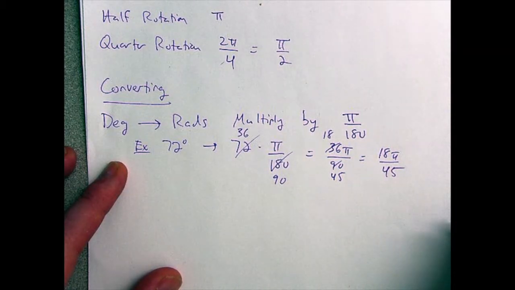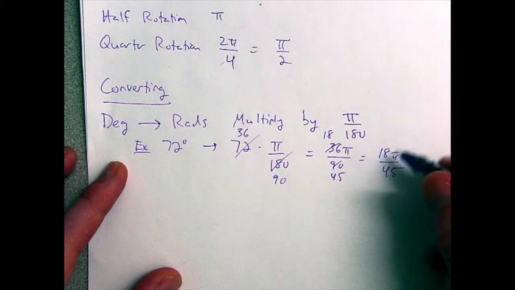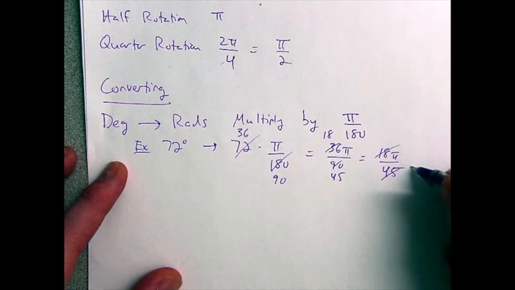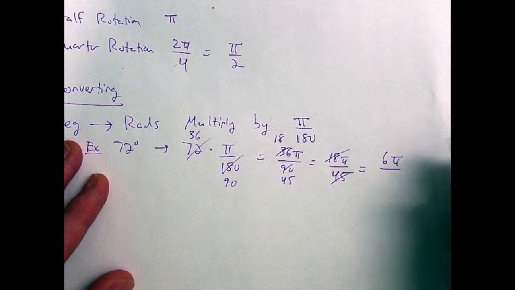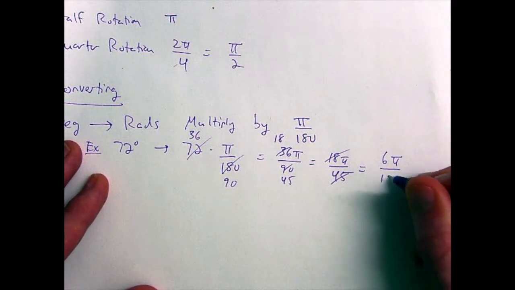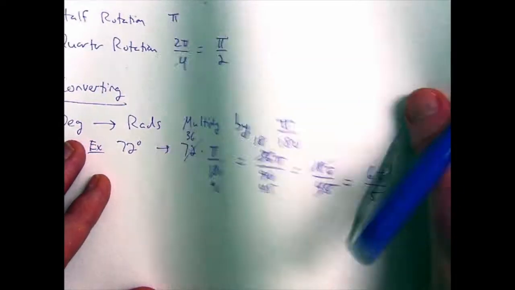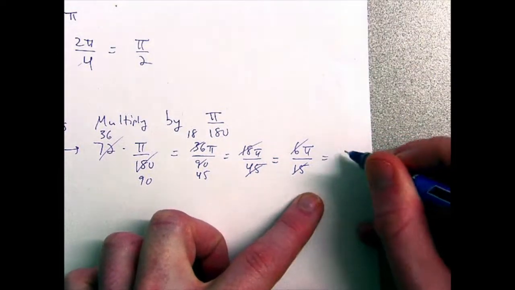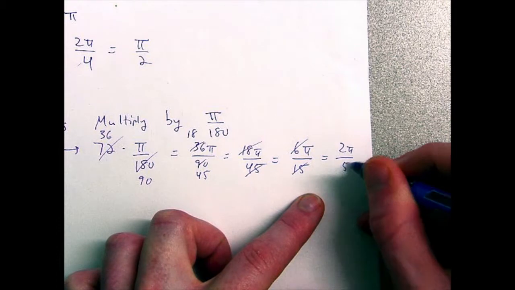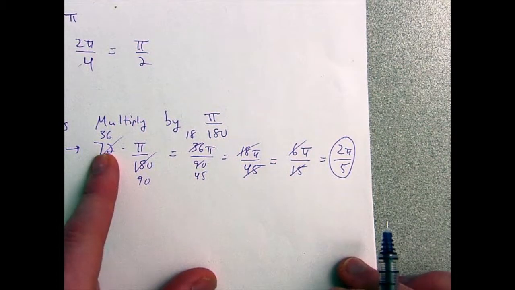And then I guess these are both divisible by 3, so divide top and bottom by 3, I get 6 pi over 15. Oh, geez, I'm really doing this inefficiently, aren't I? These are still divisible by 3, so top and bottom divide by 3. I get 2 pi over 5. That was a long process for reducing that fraction.